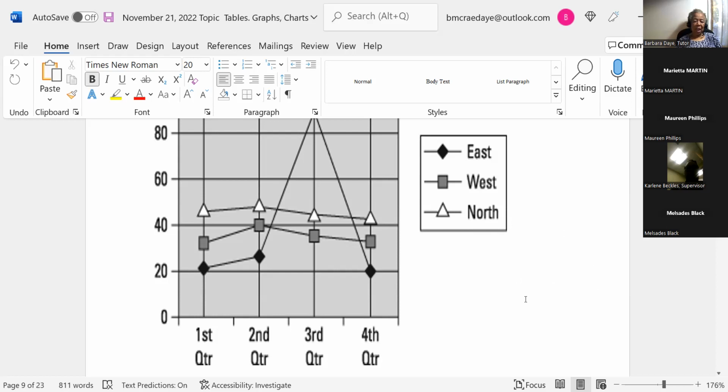What region had the lowest sales, Mercedes, in the fourth quarter? In the fourth quarter it would be the diamond. What region is that?